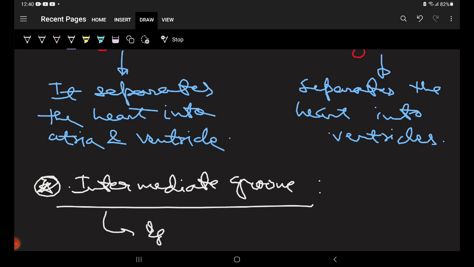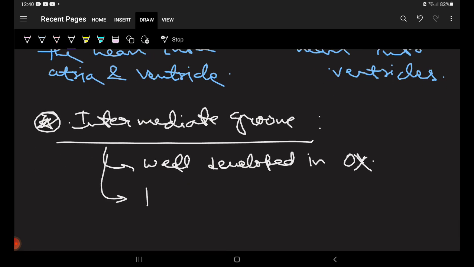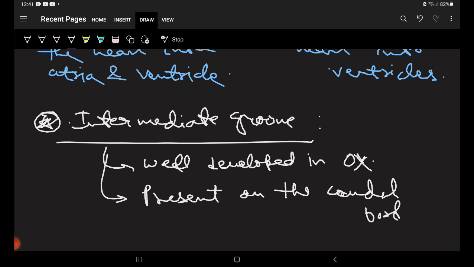For example, it is well developed in ox or cattle. It is present on the caudal border.